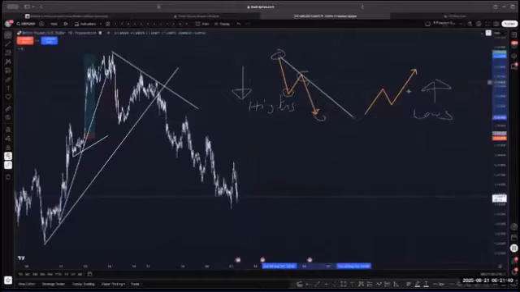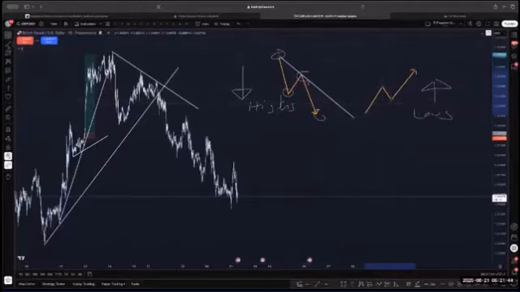Right here, we're going up. And so what do I need to focus on? The lows. And so my trend line is going up. Okay. This is what you want.